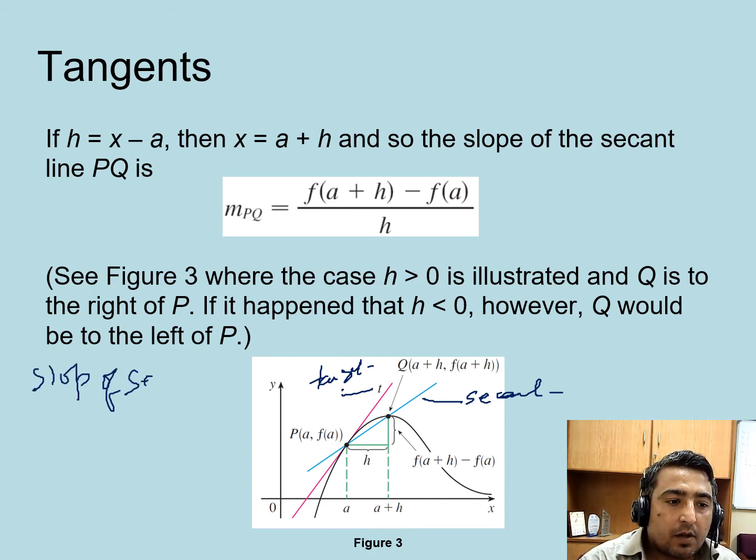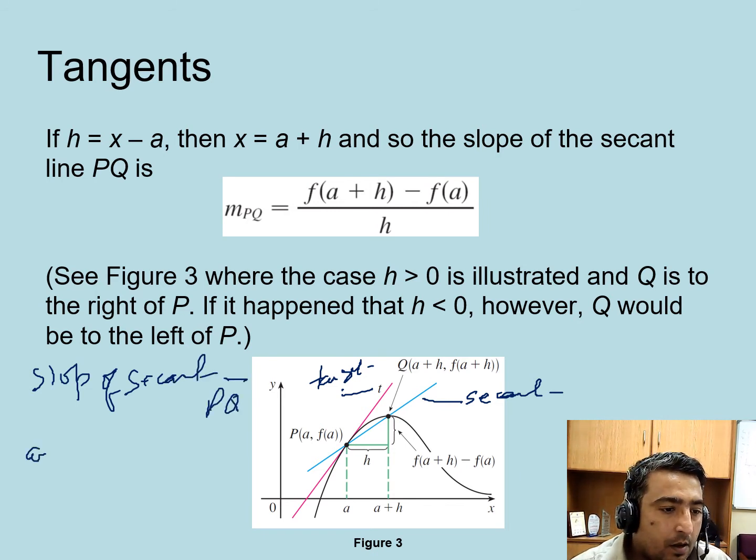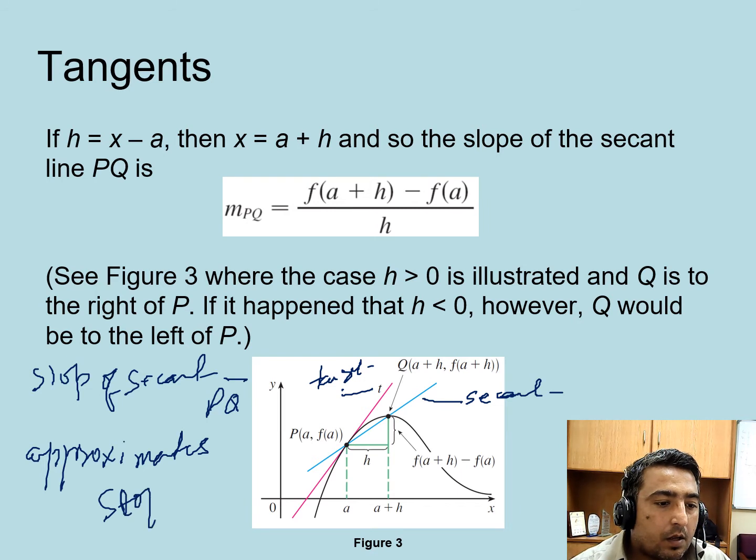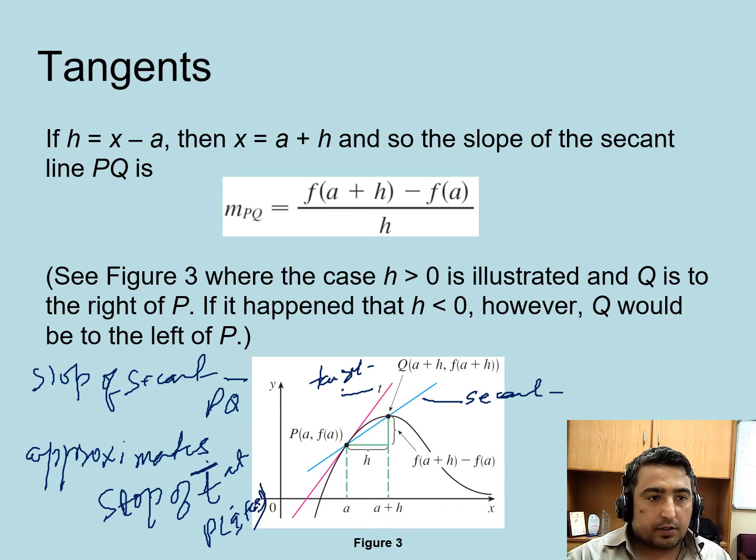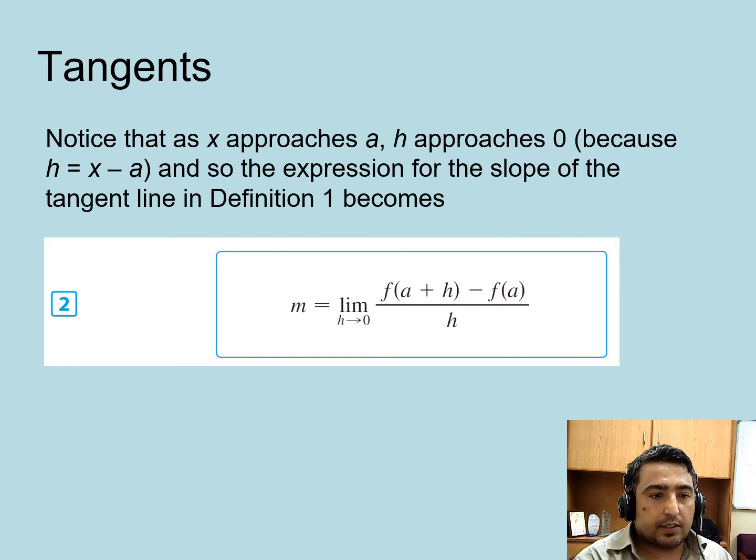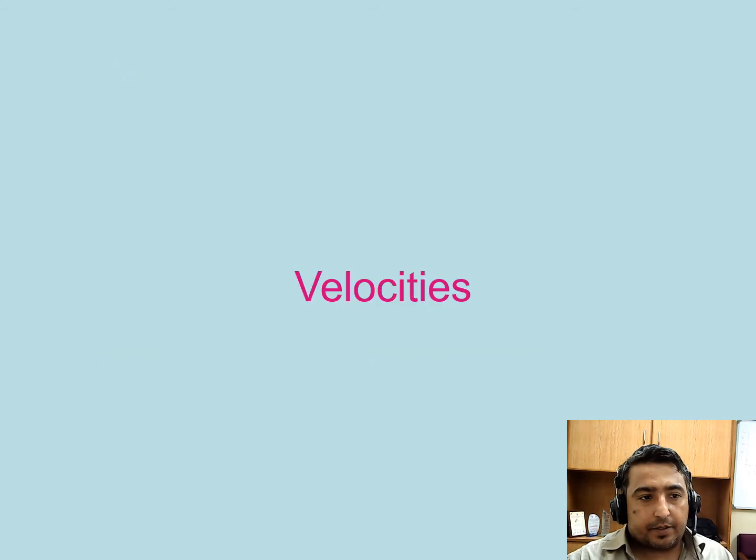the slope of secant PQ approximates the slope of T, the tangent line, at point P, (a, f(a)). Okay? This is the concept. This is written as this one, the formal definition, and this is also called the derivative.